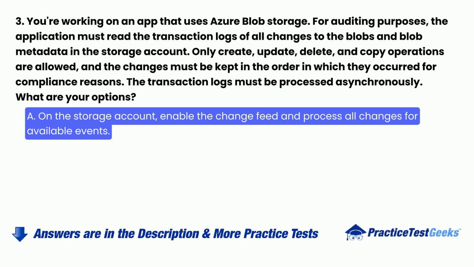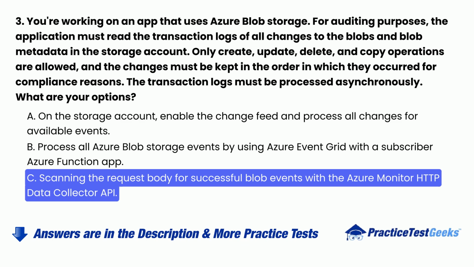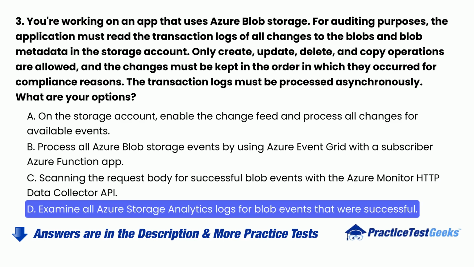A. On the storage account, enable the change feed and process all changes for available events. B. Process all Azure Blob Storage events by using Azure Event Grid with a subscriber Azure Function App. C. Scan the request body for successful blob events with the Azure Monitor HTTP Data Collector API. D. Examine all Azure Storage Analytics logs for blob events that were successful.